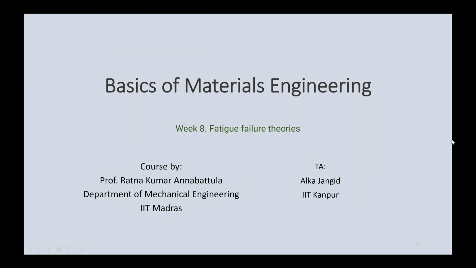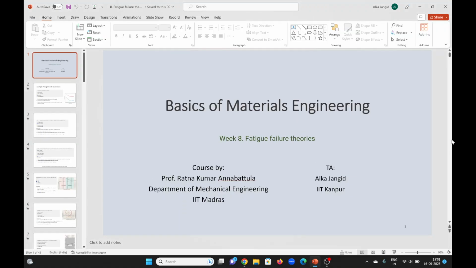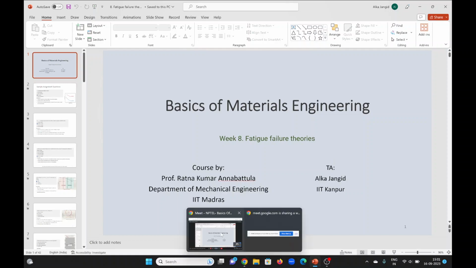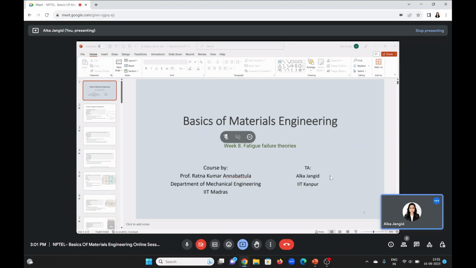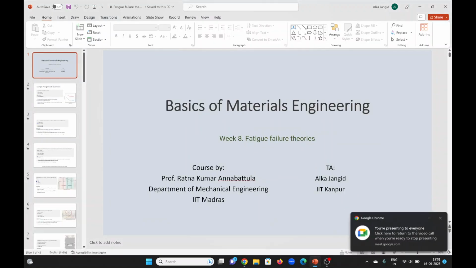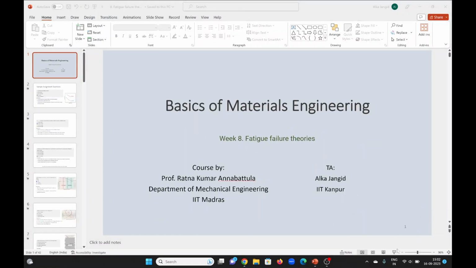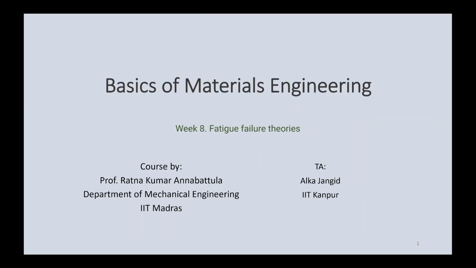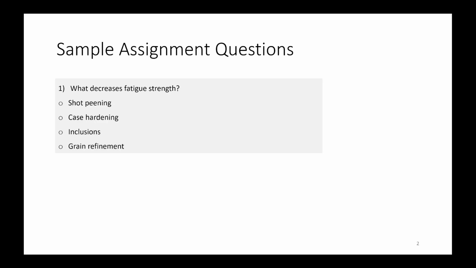Okay, so firstly, we'll be going through some sample assignment questions, and then we'll be going through some lecture notes which will be helping you in solving assignment questions. So first question is, what decreases fatigue strength? Your options are shot peening, case hardening, inclusions, and grain refinement.